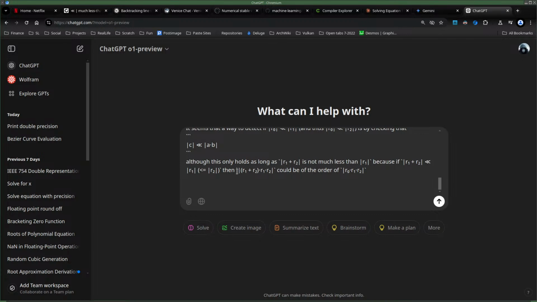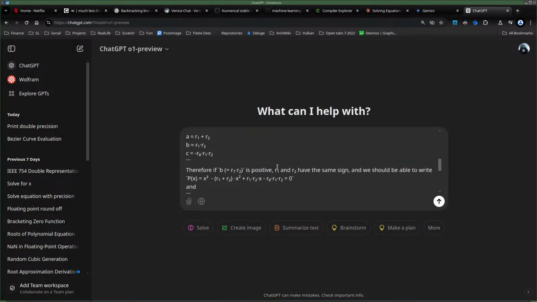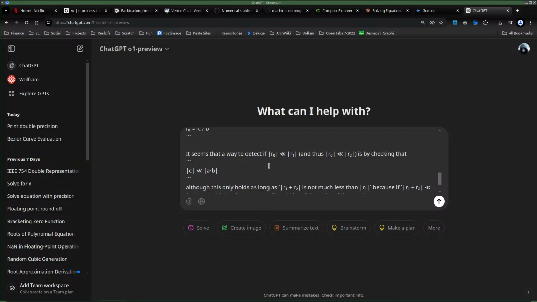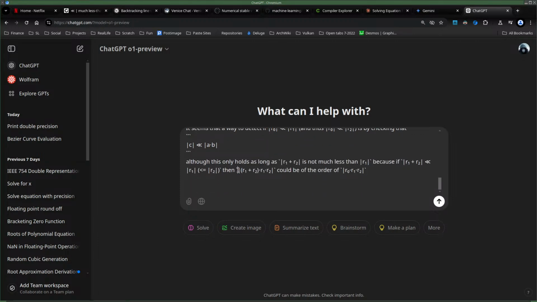So now I have here the absolute value of R1 plus R2 times R1 times R2. That is then A times B. Well, I was using more or less.